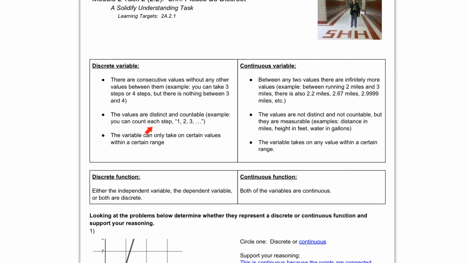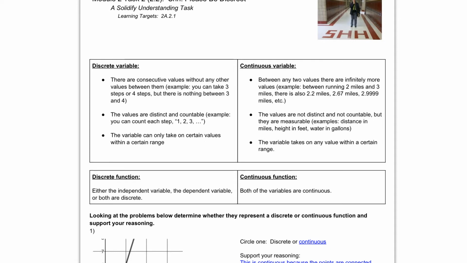For example, you can count each step: 1, 2, 3. And again, you're not counting 2.2 steps. It's just that you're taking a step or not. Another way of looking at it is the variable can only take on certain values within a certain range.